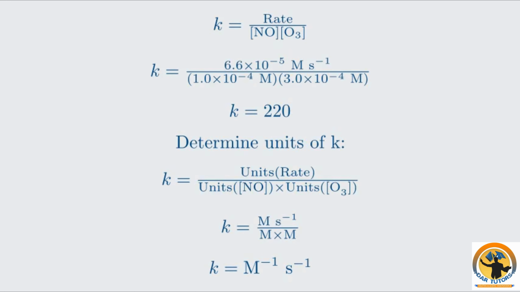Alternatively, since the overall order is 2, the units for K can be generalized as M to the power of 1 minus the overall order times s to the negative 1. Here, 1 minus 2 is negative 1, so the units are M to the negative 1 s to the negative 1. We've been talking about reaction orders, x and y.